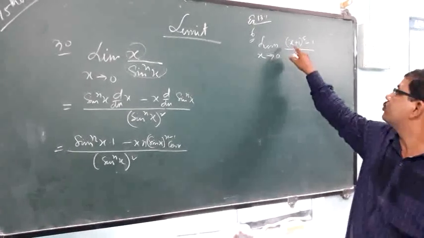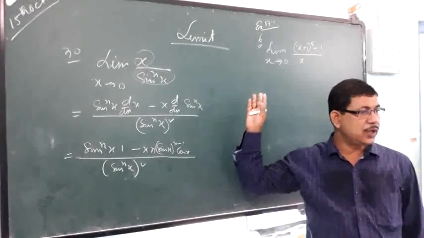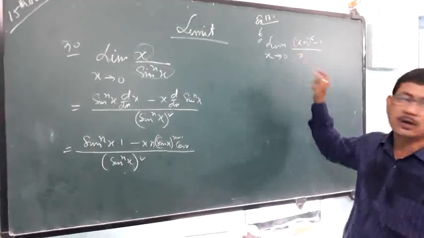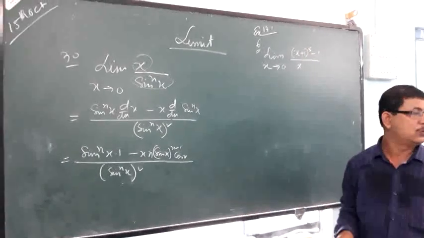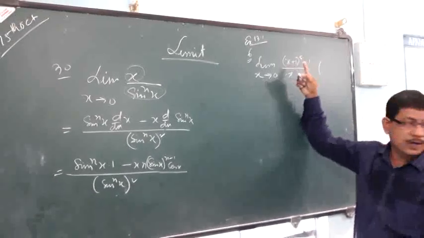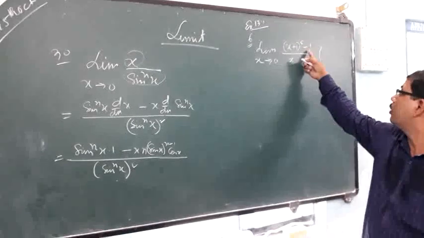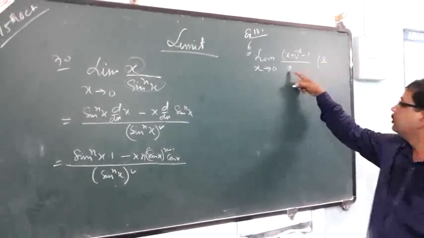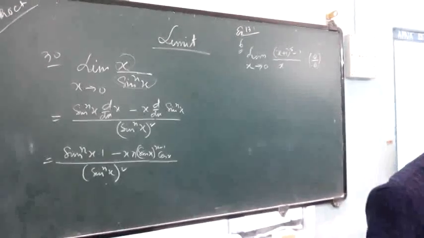You will replace all the x by this value. Whatever the value of x is, you have to replace it with 0. If we replace this x by 0, then this is what? 1 to the power 5. 0 plus 1 is 1. 1 to the power 5 means 1. 1 minus 1 is 0. Then divided by 0 also. So is it 0 by 0?